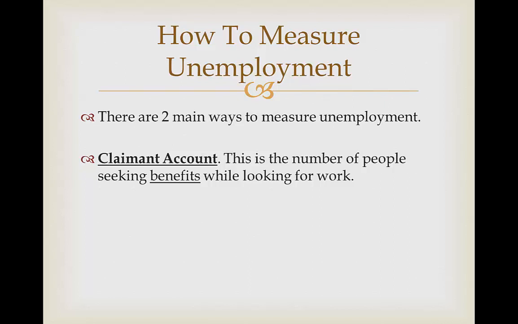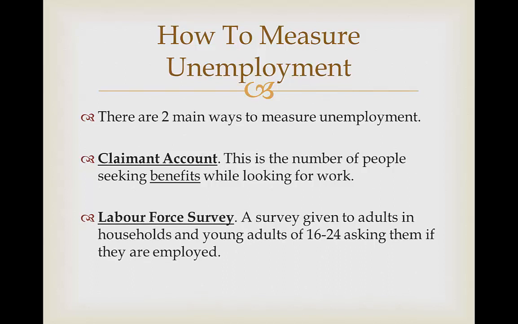order to correct unemployment. The labour force survey is the other way in which we can measure unemployment, and this is just a basic survey and a questionnaire given to adults in households and young adults of 16 to 24 who may be in education, simply asking them if they are employed. Then all of this is collected as census type data, and then we can actually see the amount of people in our economy which are not currently actually employed.